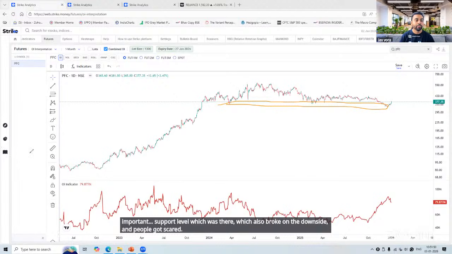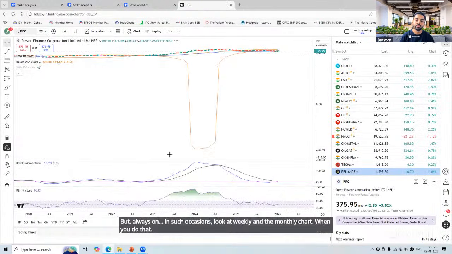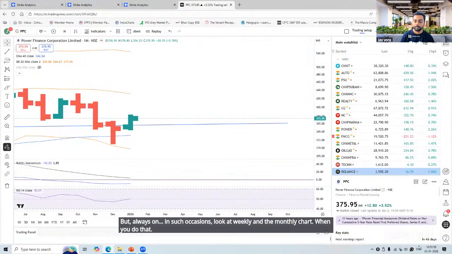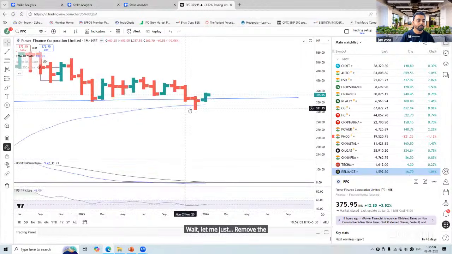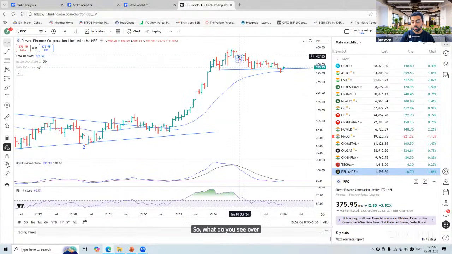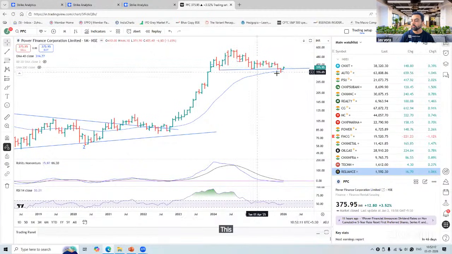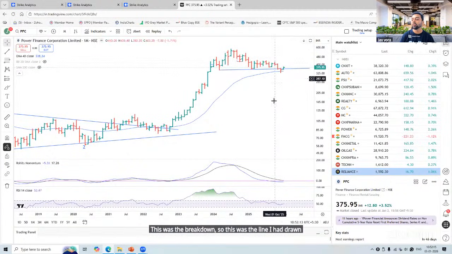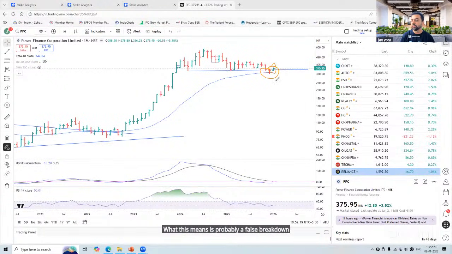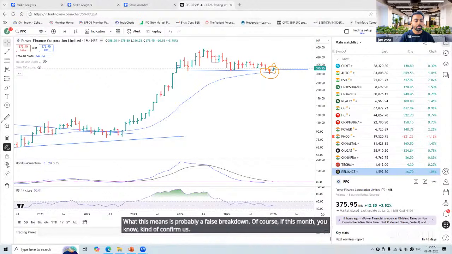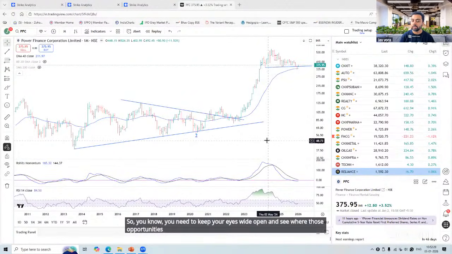But always on such occasions, look at the weekly and the monthly chart. When you do that, wait, let me just remove the band. So what you see over here is that it has just come to the 40-month exponential average. This was the breakdown. This was the line I had drawn, and from there it is now trying to turn around. What this means is probably a false breakdown. Of course, this month's close will confirm it for us. So you need to keep your eyes wide open and see where those opportunities are arising.